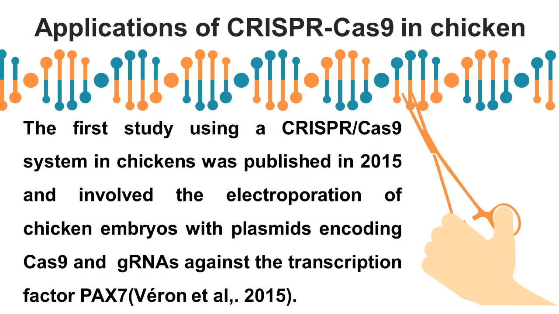Applications of CRISPR-Cas9 in chicken. As we know, the first study using a CRISPR-Cas9 system in chickens was published in 2015 and involved the electroporation of chicken embryos with plasmids encoding Cas9 and guide RNAs against the transcription factor PAX7.